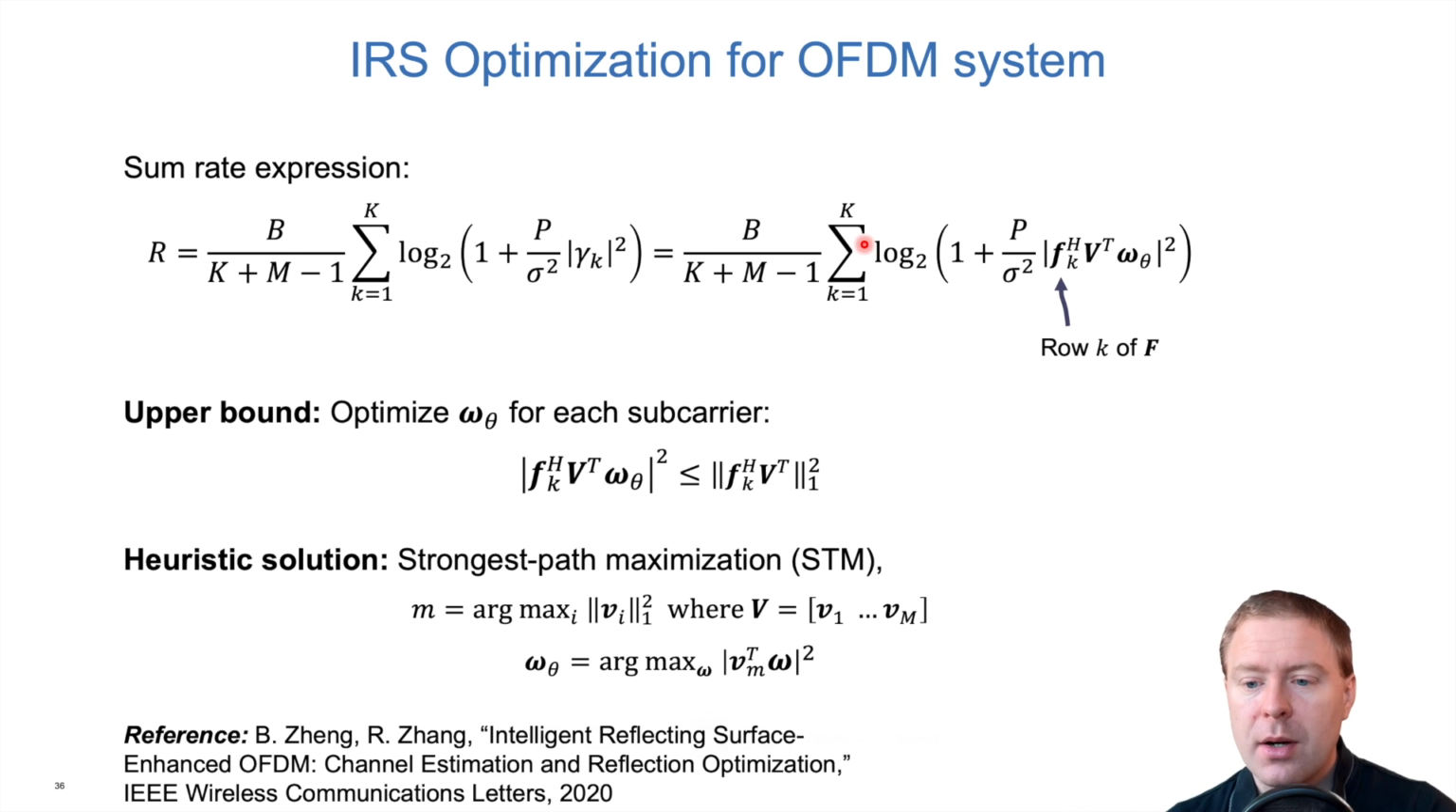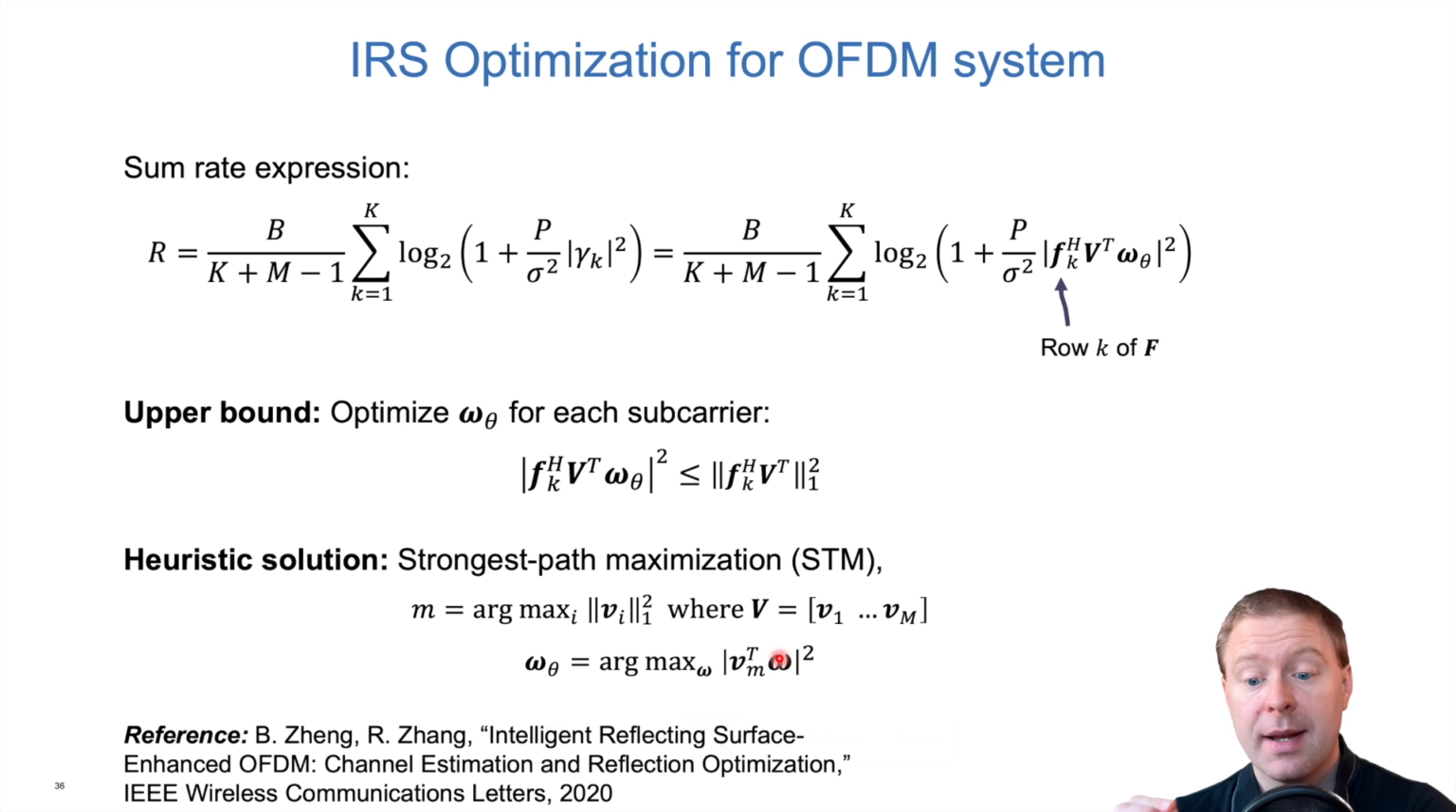Well, there are some early works on this, for example by Ru Chang in this paper here, where they were proposing the strongest path maximization, or SPM method. This method is based on the idea of going through all of the taps in the V matrix, figuring out which one would have the largest one-norm that is squared, because that is what we would see if we were transmitting only on that tap. And then we figure out that maximum index. We are then selecting the configuration to match with that tap.